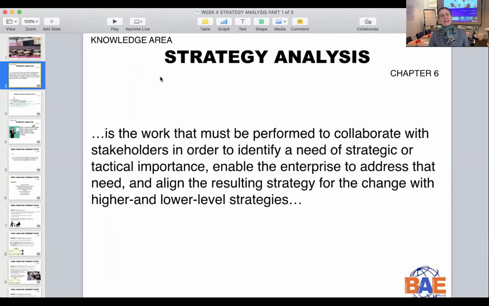Wonderful. So let's now delve into this knowledge area, strategy analysis. This is the work that must be performed to collaborate with stakeholders in order to identify a need of strategic or tactical importance, enable the enterprise to address that need, and align the resulting strategy for the change with higher and lower level strategies.